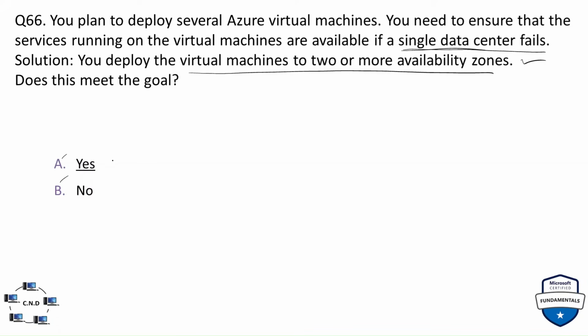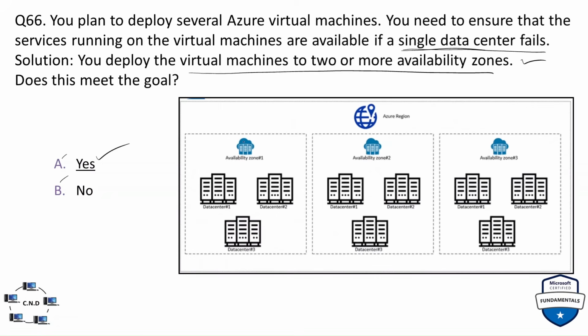And of course, the answer is yes, as we already talked about in the previous question. When you deploy your virtual machine, let's suppose this is my virtual machine VM1, across two availability zones, then if there is some issue with one data center inside one availability zone, your services can still be available from the secondary availability zone because you have deployed your VM or service in two availability zones. So that is the feature of high availability.